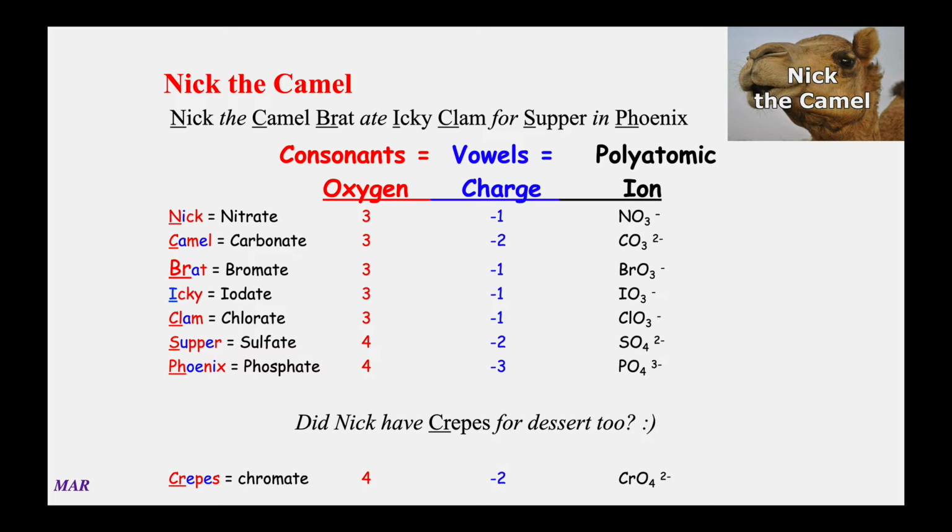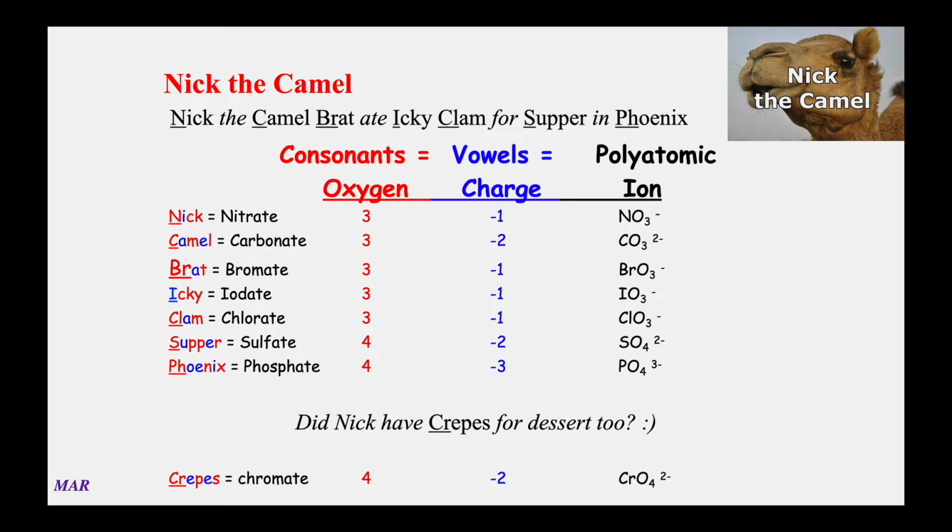Now, a consonant in the English language is not a vowel. And the vowels are A, E, I, O, U, sometimes Y. So if it's not A, E, I, O, U, it's considered a consonant. So notice here in Nick, you have three consonants. N, C, and K are not vowels, but it does have one vowel. So the number of consonants equals the number of oxygens, and the number of vowels is the charge. So Nick has three consonants. It's got three oxygens. The I is the single -1 charge, and the N is the nitrogen of nitrate. So nitrate is NO3 -1.